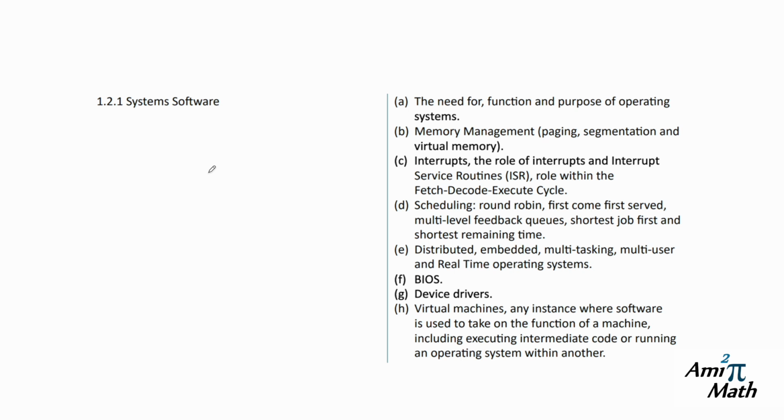Okay, and that's it. We've done 1.2.1 system software, and we've covered quite a few different types of exam questions. We've learned about the need, function and purpose of operating systems. We've done memory management, paging, segmentation and virtual memory, interrupts and ISR service routines. Scheduling, we've done round robin, first come first served, multi-level feedback queues, shortest job first and shortest remaining time. We've looked at all of these different types of operating systems, the bootstrap, device drivers and virtual machines. So yeah, that is everything.